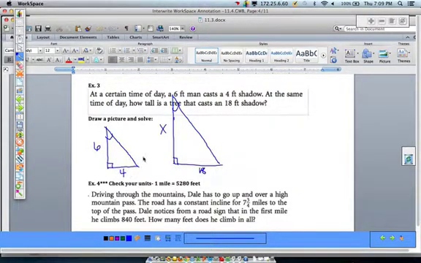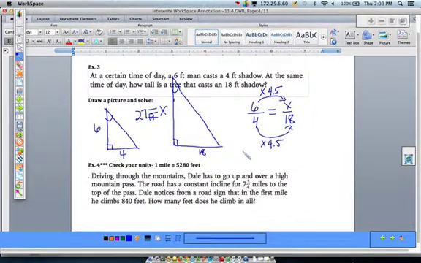So I could just say, okay, well, 6 to 4 is the same as x to 18. I can see, well, look, I could do 18 divided by 4 and realize that 4 times 4.5 is going to have to be the same on the top because it's proportional. So 6 times 4.5 is going to be 27. So I can say x is 27 feet. It's a pretty tall tree.